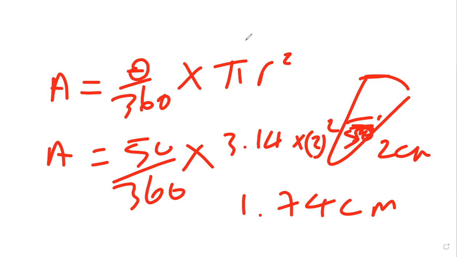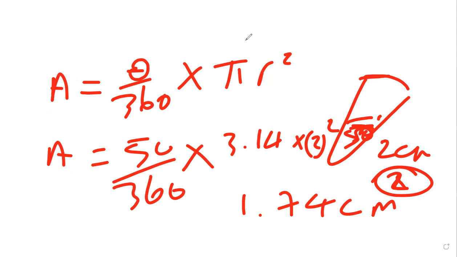So that's the area of this sector. Let me retry this again. 50 divided by 360 times pi times 4. Right. So, squared. Always remember, when you find the area, the answer must be in square units. Always remember that. Never forget.